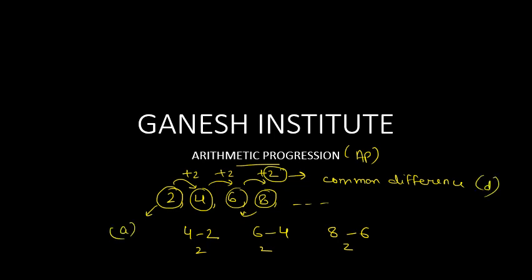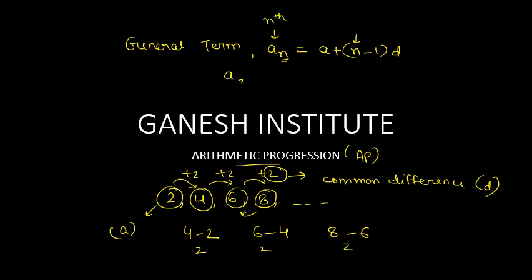Common difference is denoted by D. And if you have to talk about the general term, then that general term can be denoted as A subscript n, and its formula is A plus (n minus 1) into D. Here n is what? The number of the term. So you can say this is the nth term.